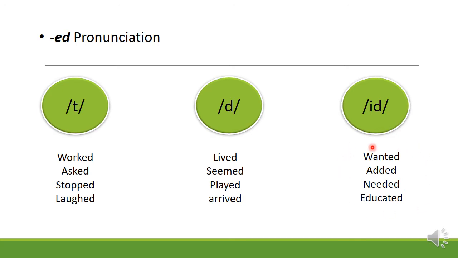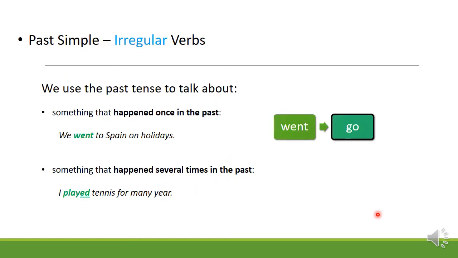On the other hand, here we will add an extra syllable, id. For example, wanted, added, needed, educated. We will practice these differences all through the course. Let's see now irregular verbs.